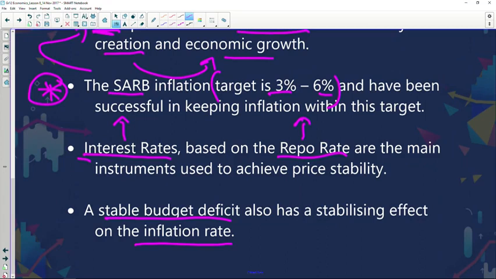And then also interest rates and the repo rate play an important part as instruments in price stability. So if we want to achieve price stability, we need to look at our interest rates and our repo rates as well. And also having a stable budget is another important factor when we are looking at stabilizing the inflation rate, because if our budget is stable, then we know that our prices will not increase, because that will lead to a higher inflation rate.